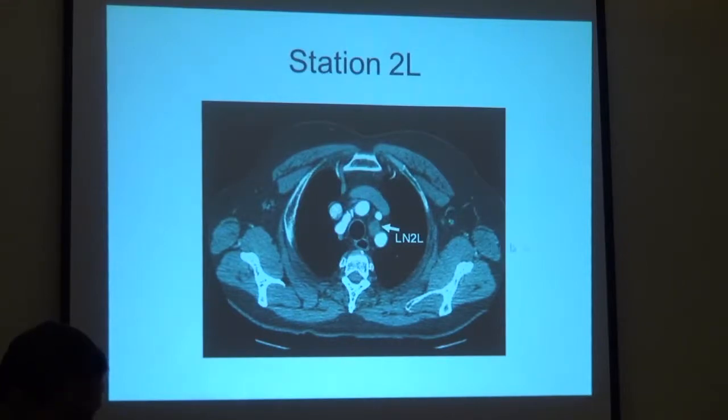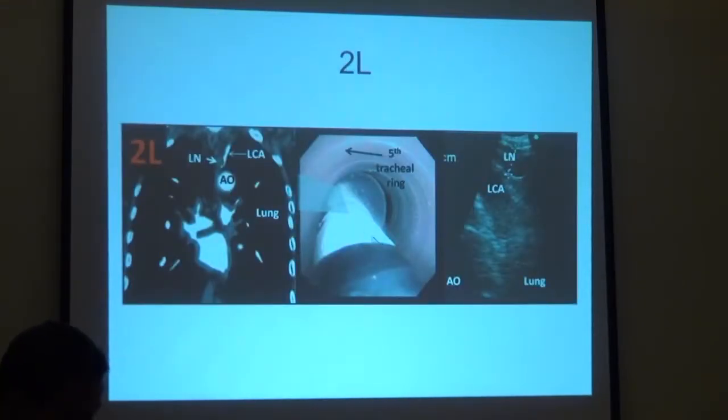Again, now we're talking about 2L. You're on the left side, and it's the same, but you're just pointing the bronchoscope to the other side, okay? Behind the 2L here, you have the left carotid, okay? And on your ultrasound view, this is what you're seeing.